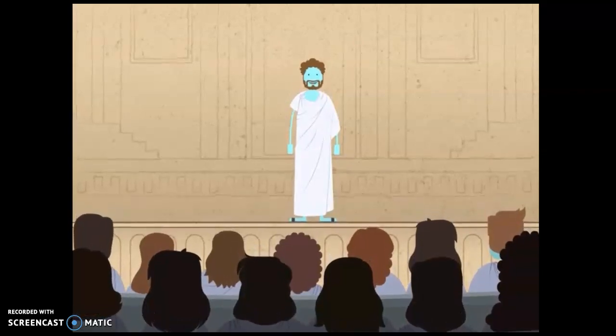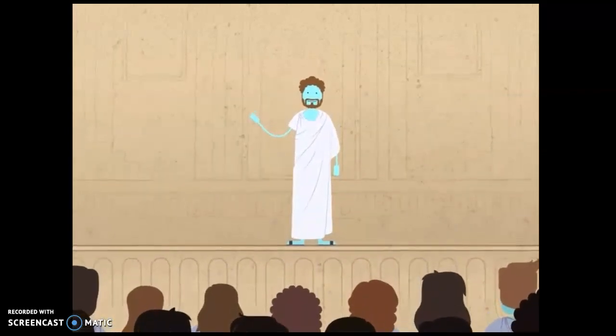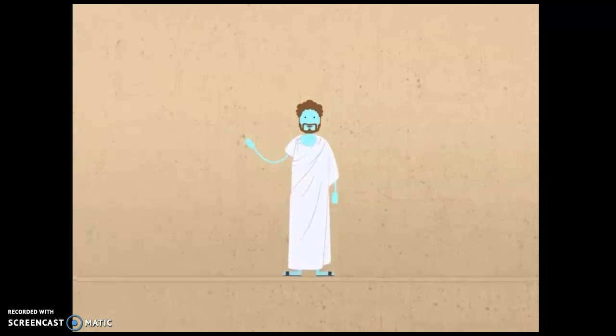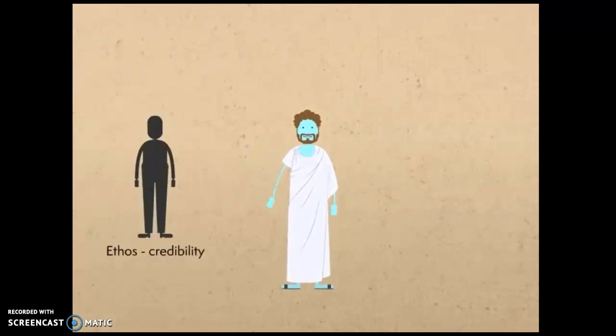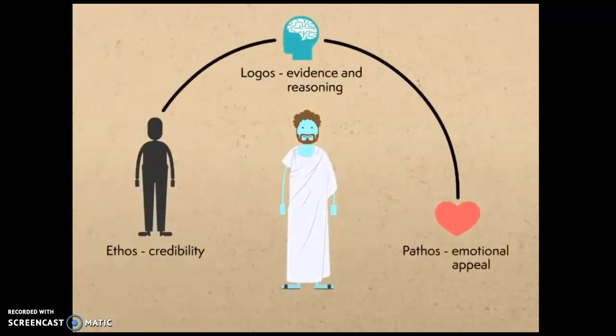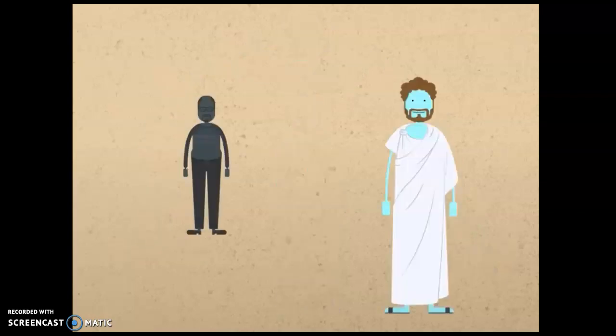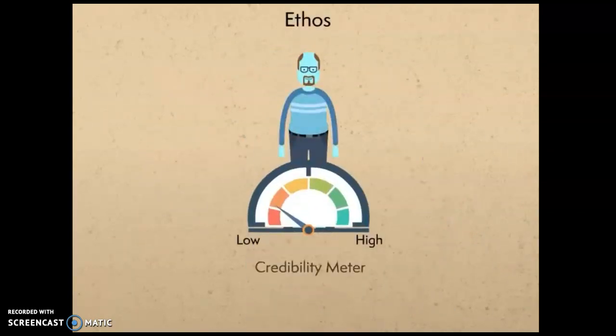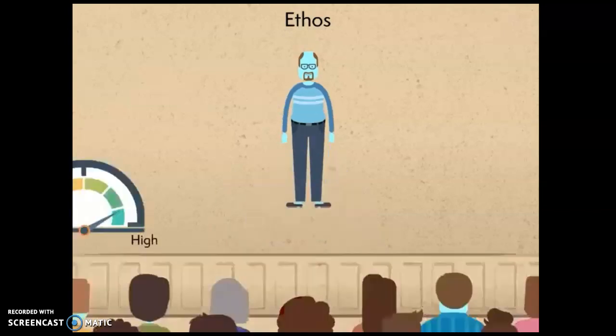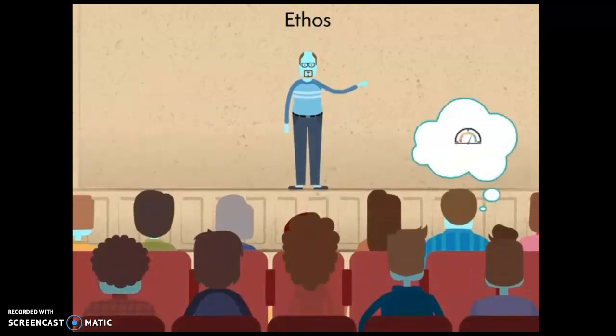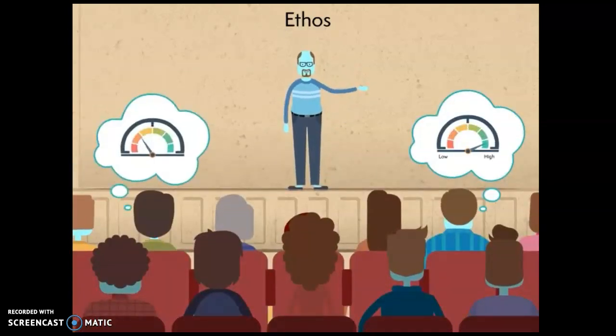Persuasion is a special skill that takes preparation, research, and strategically using three major persuasive methods: ethos, logos, and pathos, all developed by the ancient Greek philosopher Aristotle. Ethos is credibility, whether a person is trustworthy or believable. Credibility can be subjective. While one audience member may see you as credible, another may not.